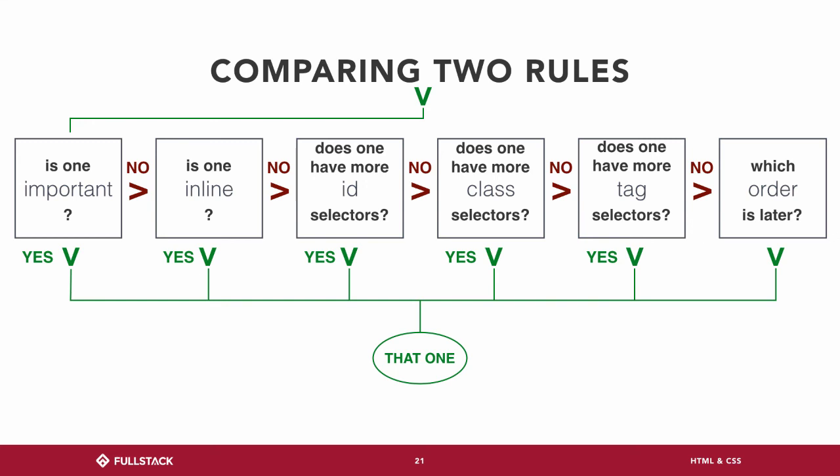So if we end up going through this list, we could specify, look, if the rule says that it's important, it's going to end up winning. If it doesn't have important, we end up looking at inline. If it has one of the ID selectors, we end up using that, and so on and so forth as we move down the chain. So this gives you an idea of which selector or which rule is going to end up winning out.